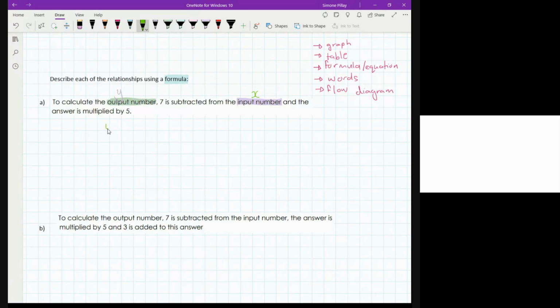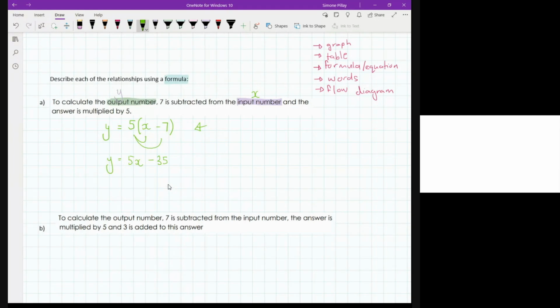So they're saying to calculate my output, which is y, I have to take my input number and 7 must be subtracted from my input number. So 7 is subtracted from the input number. That's what I have so far. But then the answer to this, in other words this whole answer here, must be multiplied by 5. And this is basically my equation. Now you could have left it here, but because I can see I could distribute, we said y is going to be equal to 5 times x is 5x, and 5 times negative 7 is going to give me negative 35.